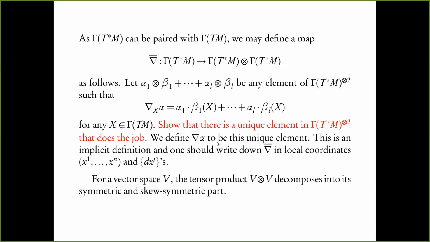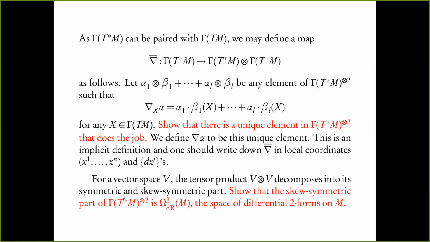Before we do that, keep in mind one specific thing. The right hand side looks like V tensor V, and V tensor V decomposes into the symmetric and the skew symmetric or antisymmetric part. If I choose a vector of the form little v1 tensor little v2 plus little v2 tensor little v1, that's symmetric, whereas little v1 tensor little v2 minus little v2 tensor little v1 is skew symmetric. Any vector can be decomposed into a sum of these two in a unique way. So what you have to show is that if I take the skew symmetric part of gamma T star M tensor 2, what I get is a skew symmetric 2 form, because it simply looks like a wedge of one form with a one form, and that's precisely the space of differential 2 forms.